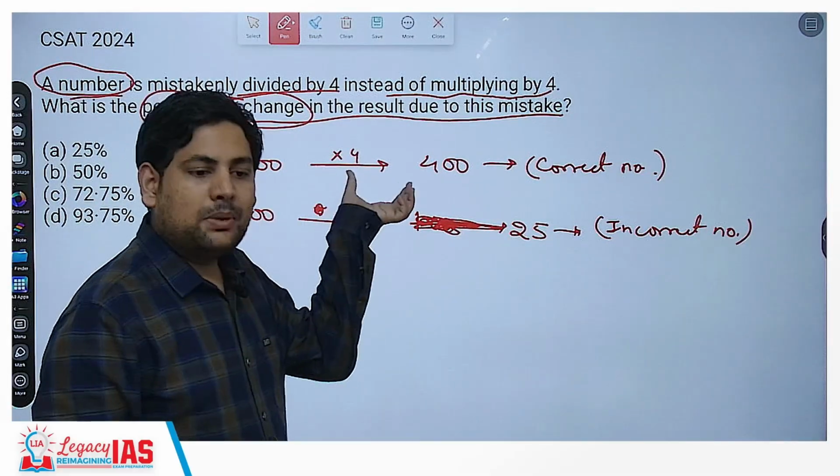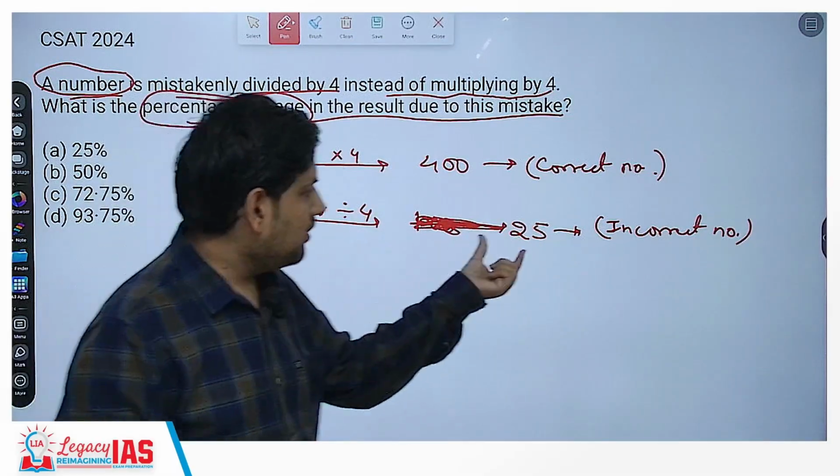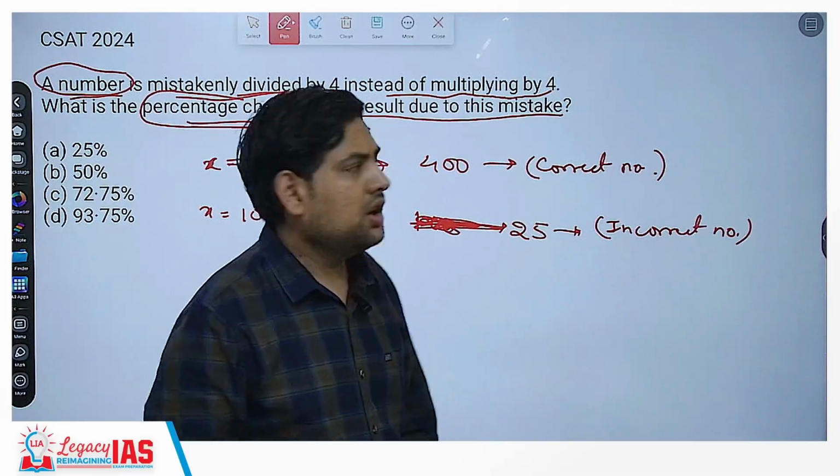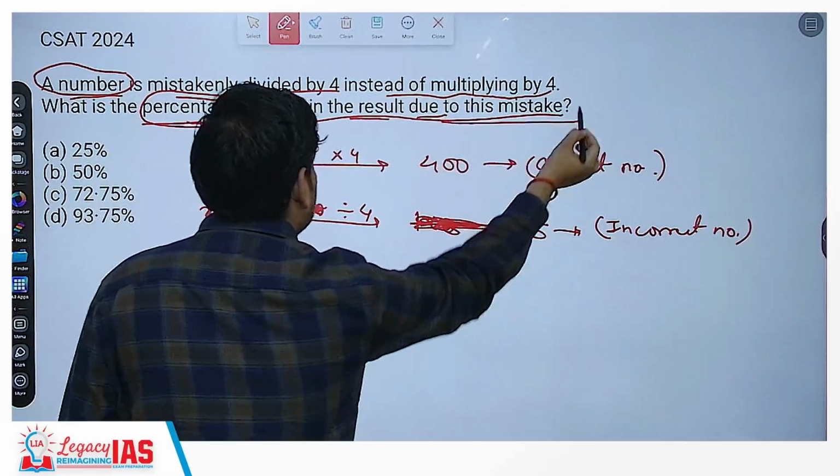Correct? 100 was the initial number. You had to multiply it with 4. You would have gotten 400. But instead you divided it by 4, so you got 25. This was the incorrect number. Now it is asked, what is the percentage change in the result due to this mistake?